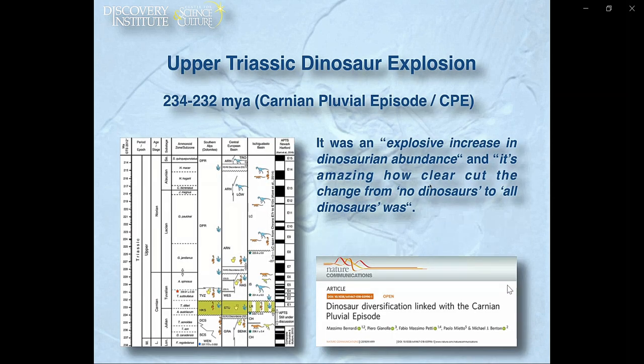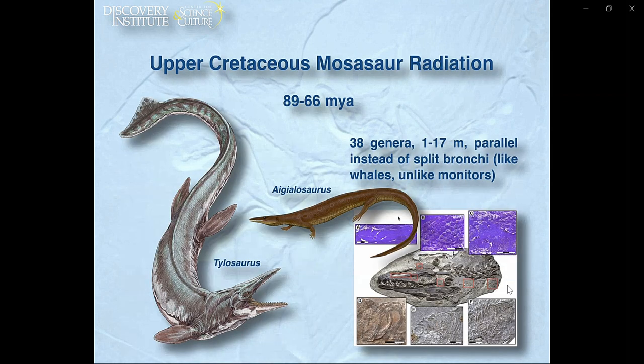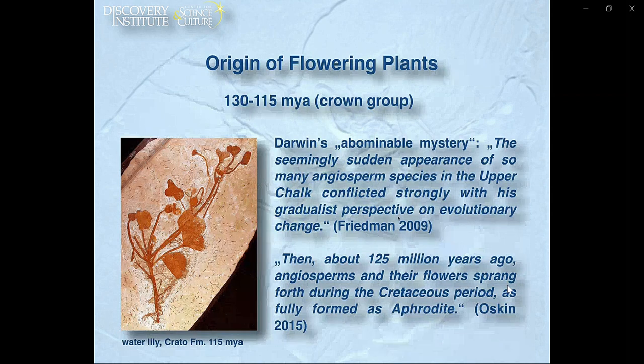Dinosaurs appear explosively. There is a recent paper, 2018, in Nature Communications, which said, explosive increase in dinosaurian abundance. It's amazing how clear-cut the change from no dinosaurs to all dinosaurs was. That is recent evidence by evolutionists. Same with mosasaurs. Same with flowering plants. Darwin was aware of this and called it the abominable mystery because it conflicted with his gradualistic expectations.